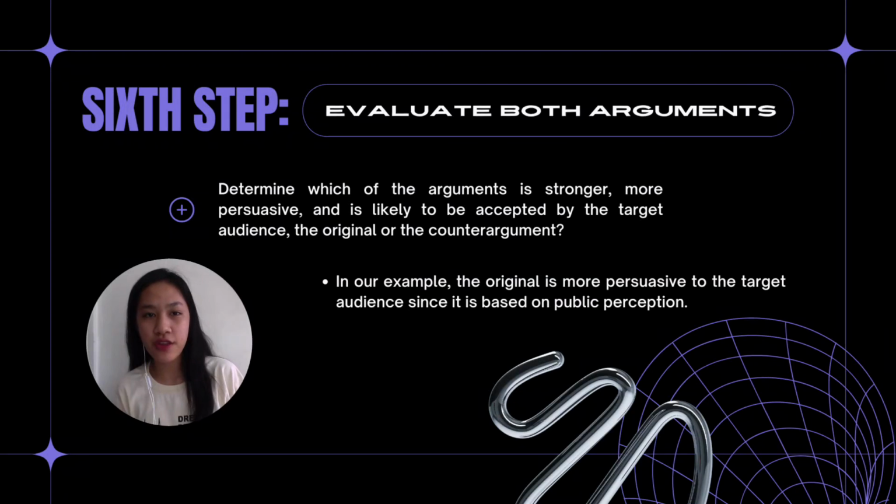Finally, we have reached the 6th step, which involves evaluating both arguments. The last step is to determine which of the arguments is stronger, more persuasive, and is likely to be accepted by the target audience, kung yung original ba o yung counter-argument. After determining which one is stronger, can you strengthen the weaker argument by adding, altering, or modifying premises?